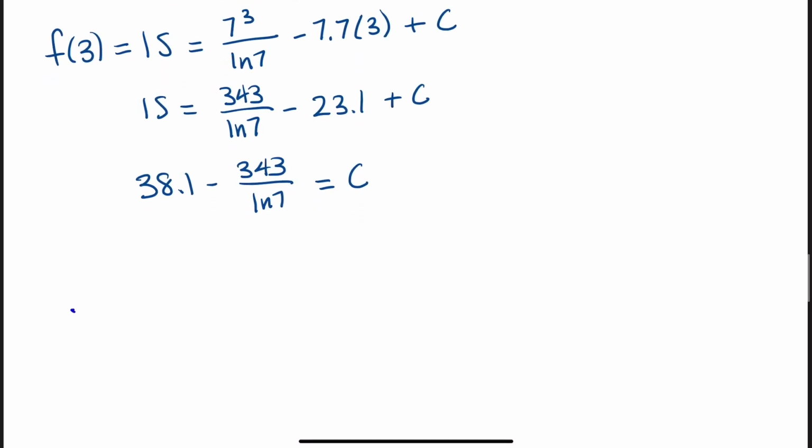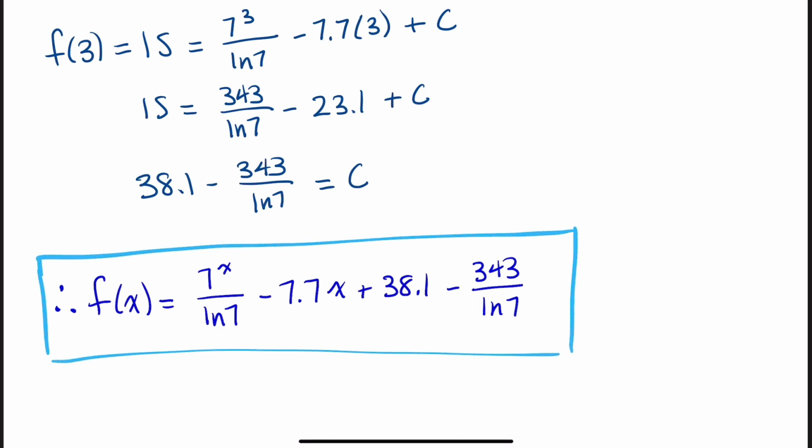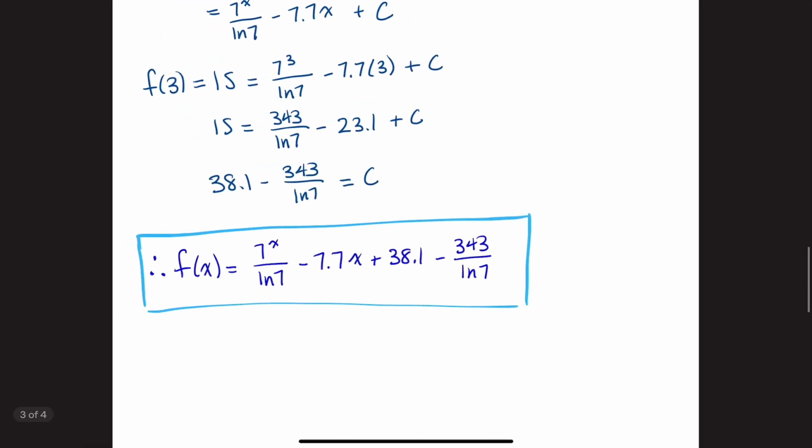Therefore, we can say that the particular solution to this initial value problem is 7 to the power of x divided by ln 7 minus 7.7x plus 38.1 minus 343 divided by ln 7. And as always, you can double check your work by doing the check. So you can go ahead and replug in x equals 3 into the particular solution that you just solved for. And if it equals 15, that means you did everything correctly.